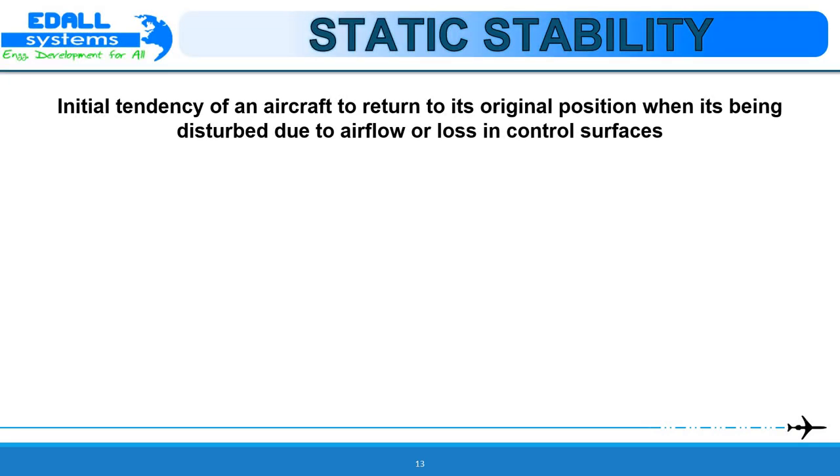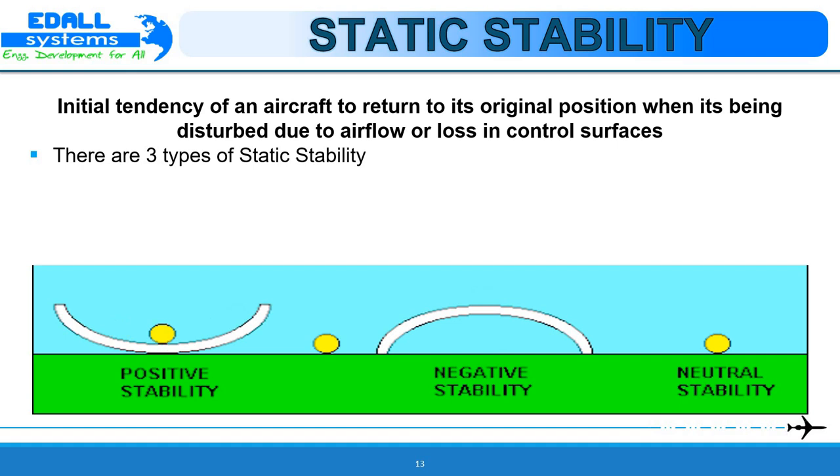Let us move on to static stability. Static stability is the initial tendency of an aircraft to return to its original position when it's disturbed. There are three kinds of static stability. Consider a marble on a curved surface such as a bowl. Imagine the bowl is upright and the marble is resting inside.